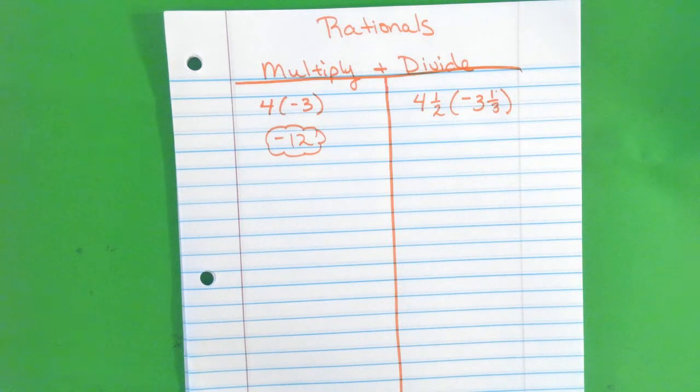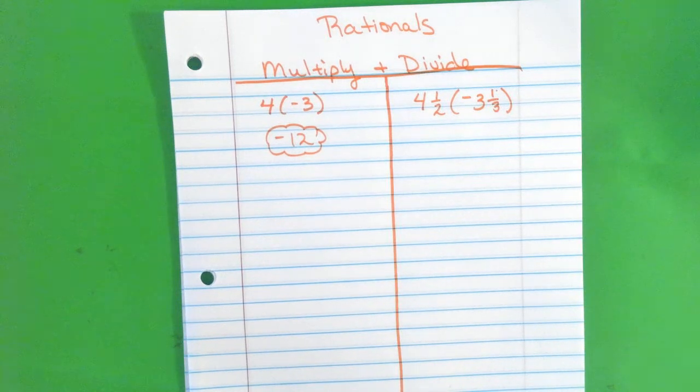Okay, so multiplying fractions ain't no problem. It's the top times the top and the bottom times the bottom. But what do I have to do to these mixed numbers to only have a top and a bottom?